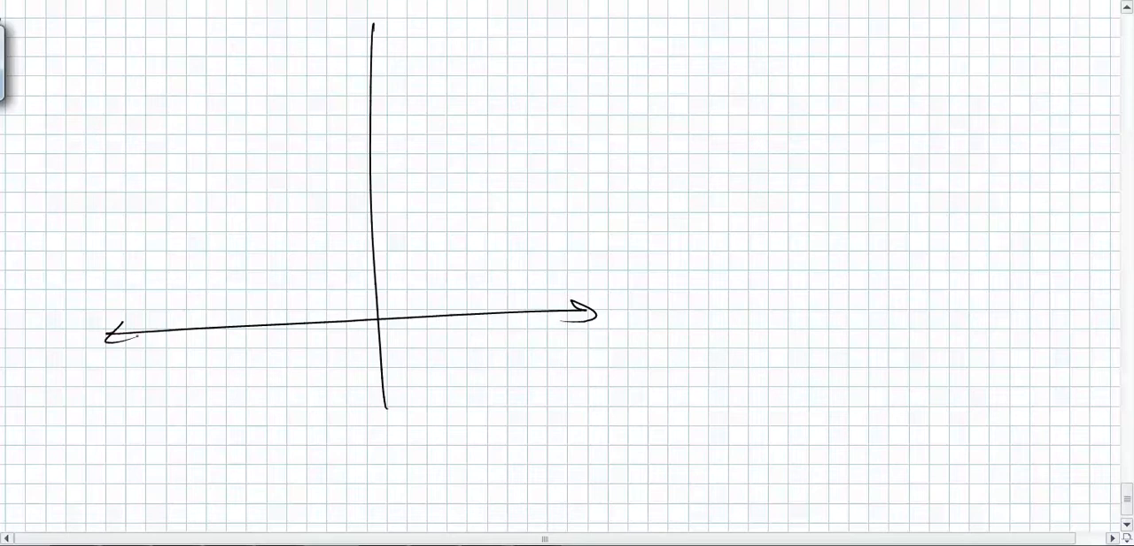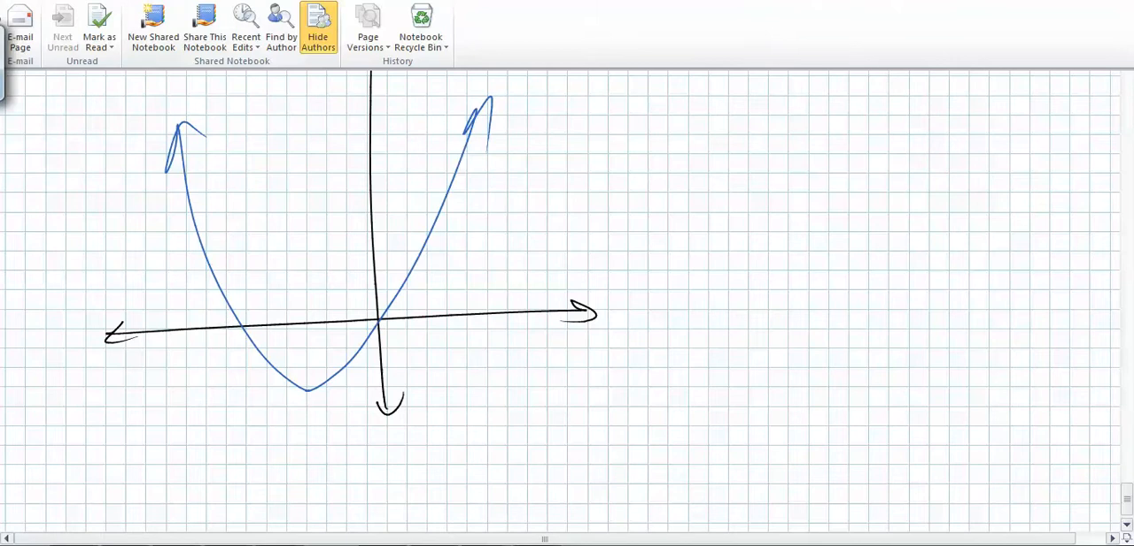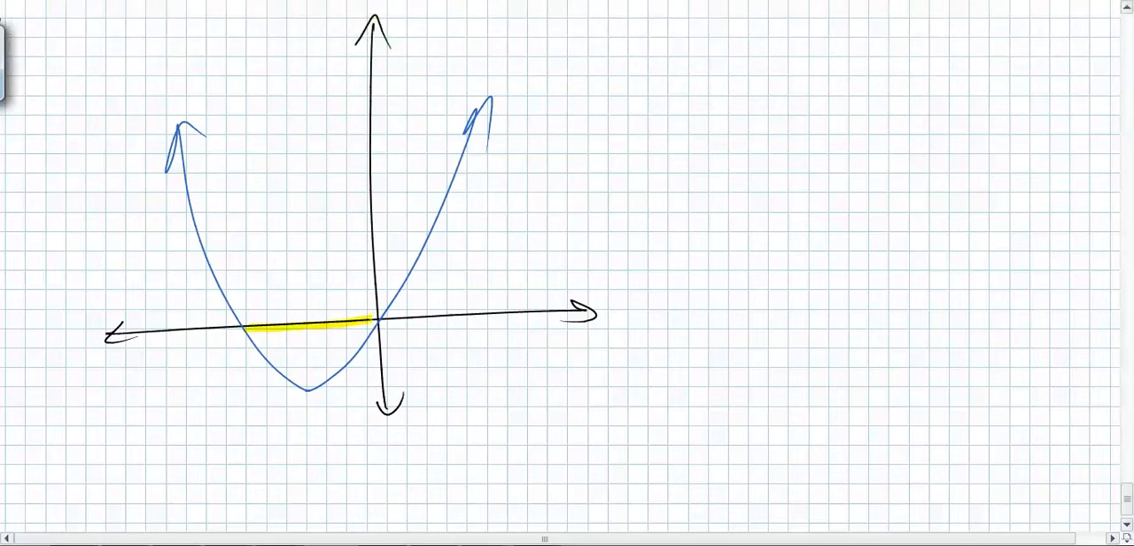So let's say we like parabolas, right? Say I give you this parabola, like this, and I capped it off with the axis. So I'm just looking at this right here. You see that? Let's say I rotated that around the y-axis.